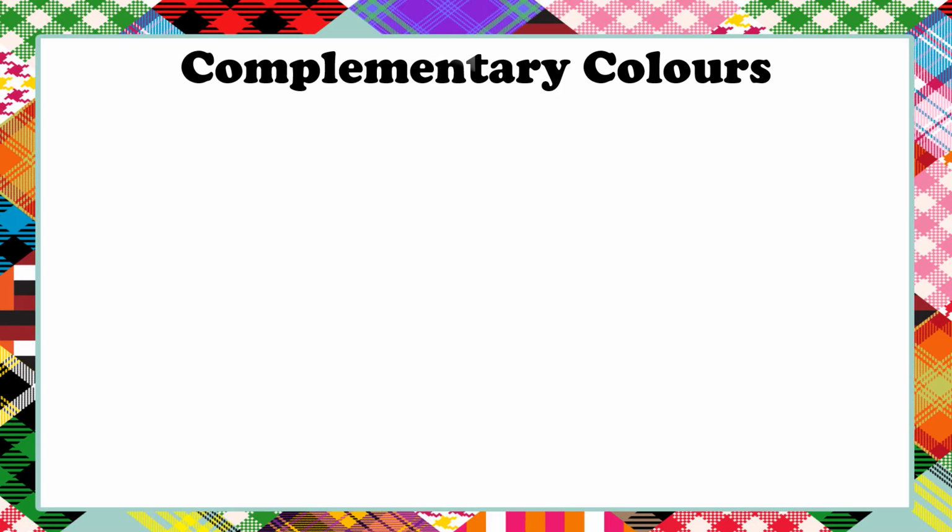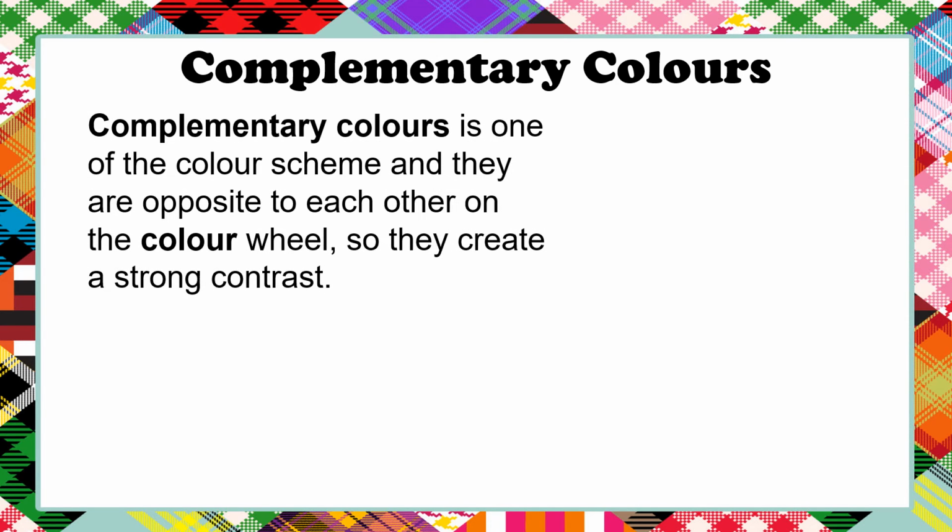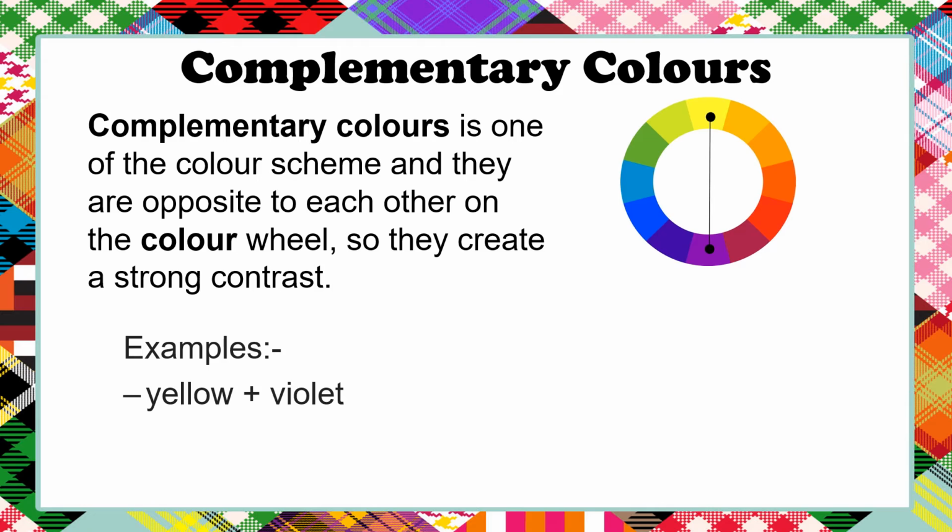Now let us look at what are complementary colors. Complementary colors is one of the color schemes, and they are opposite to each other on the color wheel. So they create a strong contrast. For example, the first one is yellow and violet or purple. And you can observe from the color wheel, they are across from each other.